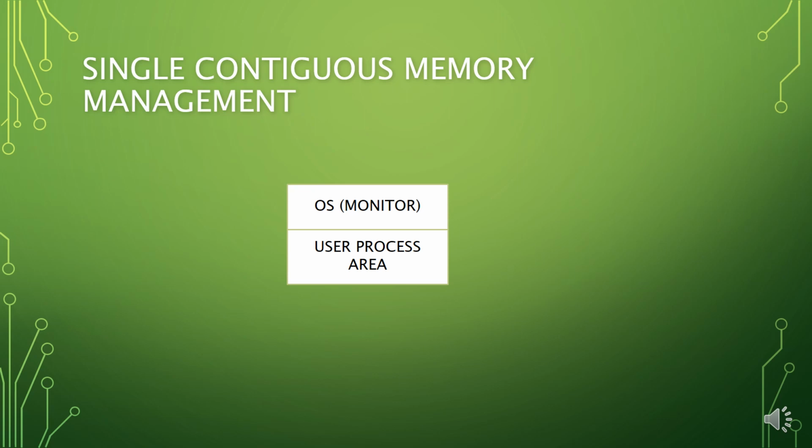Now, what is single contiguous memory management? As you can see in the diagram, single contiguous memory management has only two parts of the memory. One part is assigned to the OS, which is used by the OS processes or the programs used for the operating system, and the second part is the user process area.